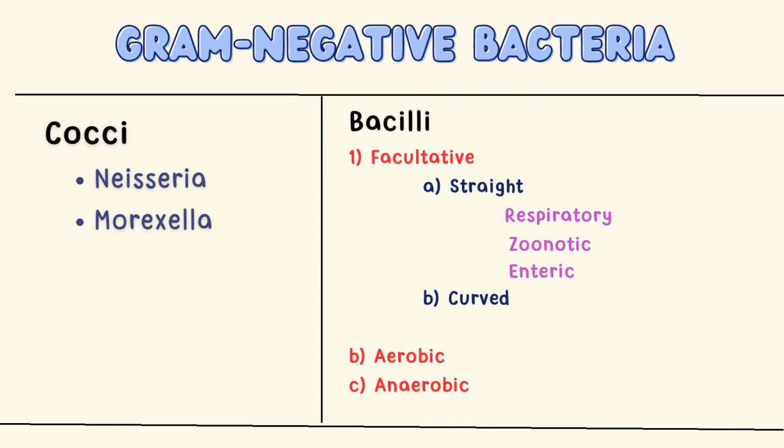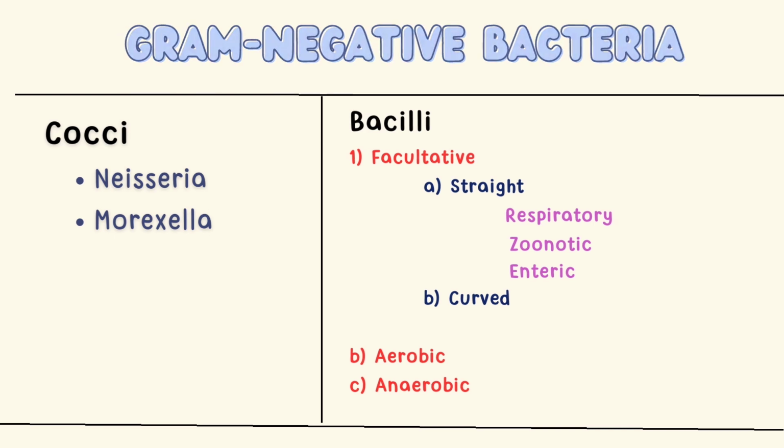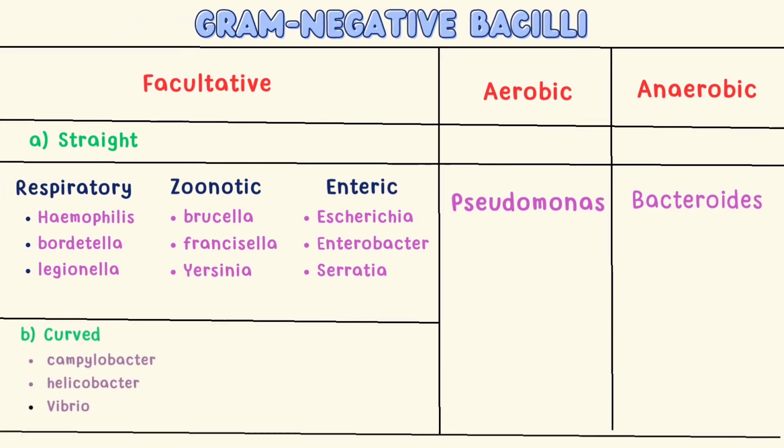Gram-negative bacteria are also cocci or bacilli. In cocci, we have Neisseria or Moraxella. In bacilli, we have facultative, aerobic and anaerobic bacteria. In facultative, we have either straight-shaped bacteria or curved-shaped bacteria. In straight, again we have respiratory, zoonotic or enteric bacteria. The gram-negative bacilli examples, facultative bacteria, include straight or curved. In straight, we have either respiratory, zoonotic or enteric.